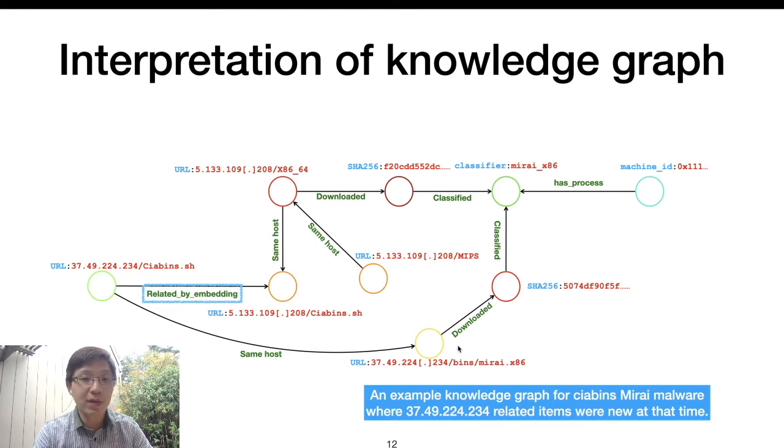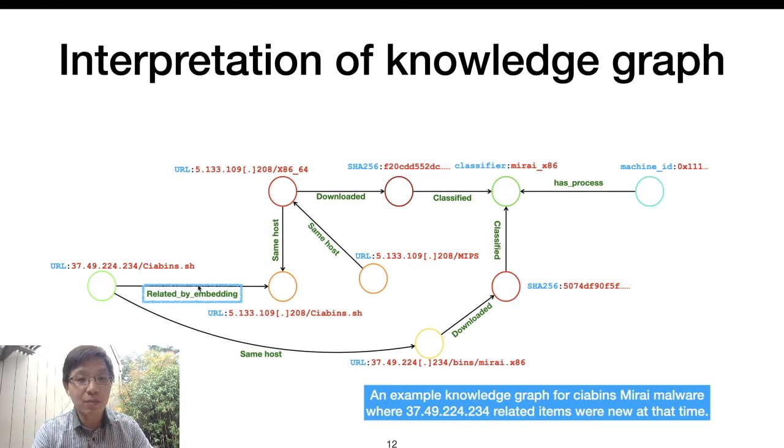How do we do that? The task becomes: do we find any detour path between these two nodes, not through this related-by-embedding link, but somewhere else? Like this one: the same host downloaded the SHA value, classified as a Mirai, and another SHA value classified as the same Mirai on the same machine, and this Mirai is downloaded by this URL, and this URL has the same host as the other one. If we have enough samples of these, we know this detour path can be a good proof for this related-by-embedding path. That means we have the evidence to support that this prediction by graph embedding is valid.